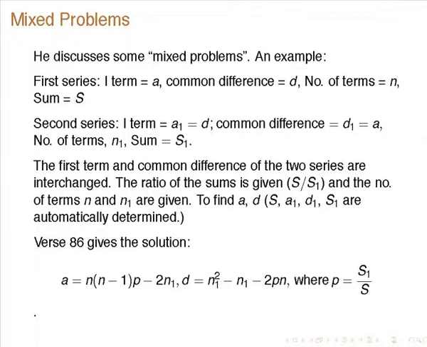You understand, in the first series the first term is a, common difference is d, number of terms is n, sum is s, and in the second series the first term is d, the common difference is a, the number of terms is n1 and sum is s1. So, he gives a solution like this: a is n1 into (n1 minus 1) minus 2p n, divided by n into (n minus 1) minus 2 p n1... and d is equal to n1 squared minus n1 minus 2 p n1, where p is s1 by s. Essentially, what is given is only the ratio of the sums.